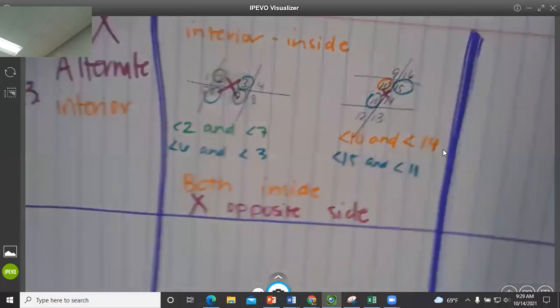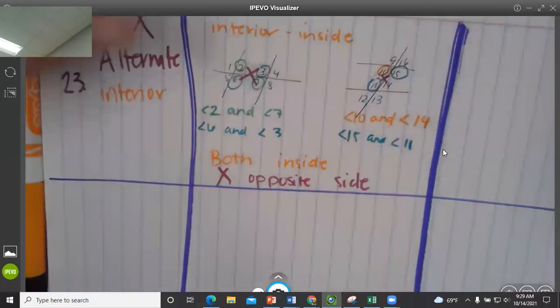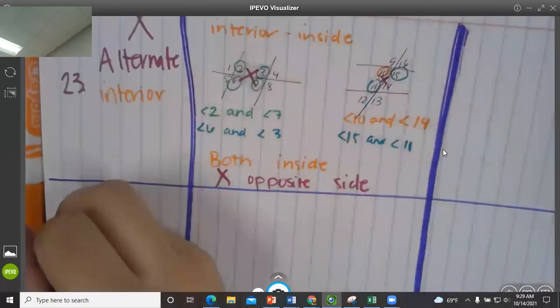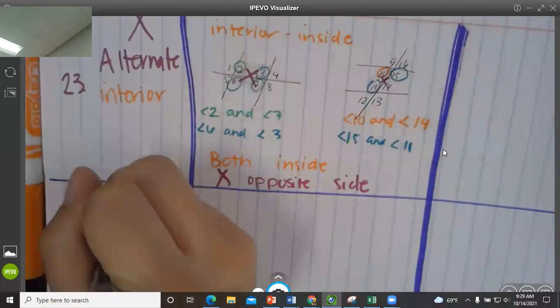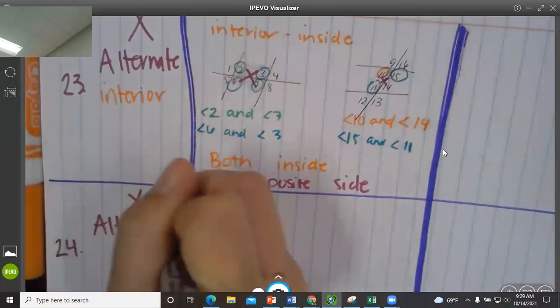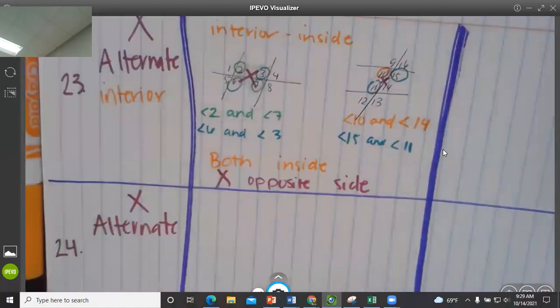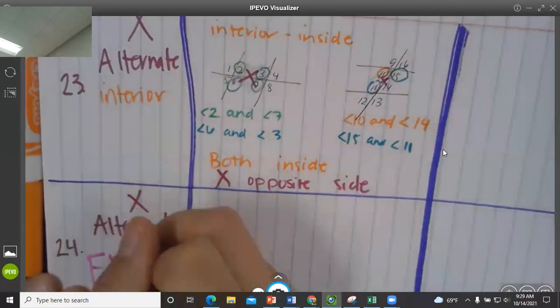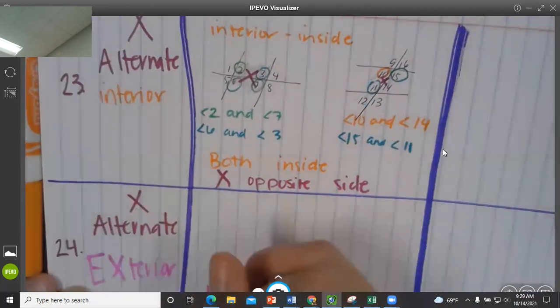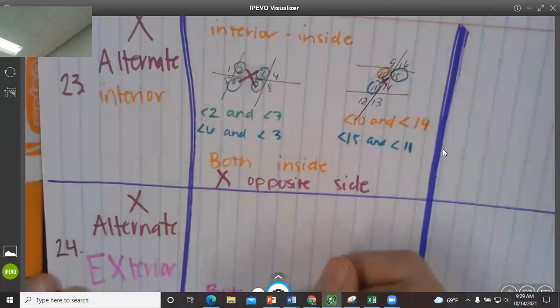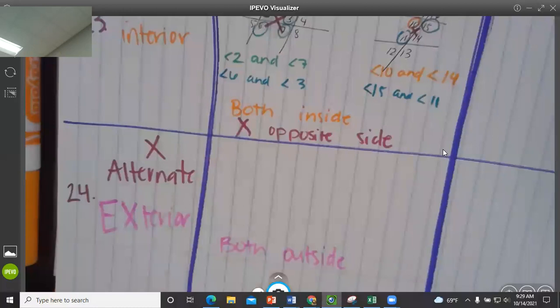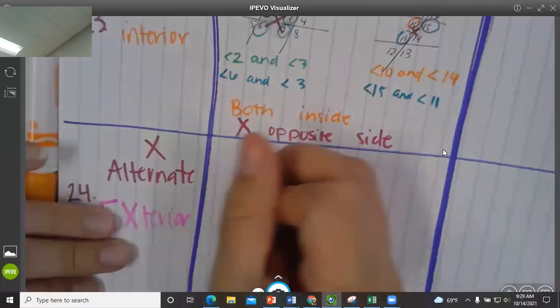Okay, I'm going to do the last one. I've got to try to say it in under a minute. Okay, it's going to be alternate again. You're going to make an X, but this one is the only one that we have that is outside, exterior. Okay, they both have to be outside. Both are outside. So exterior, we'll show you a couple of examples.